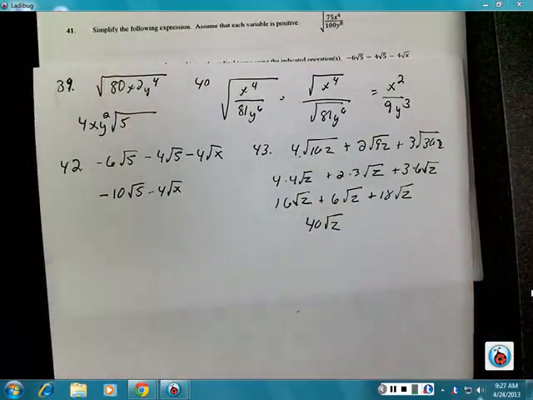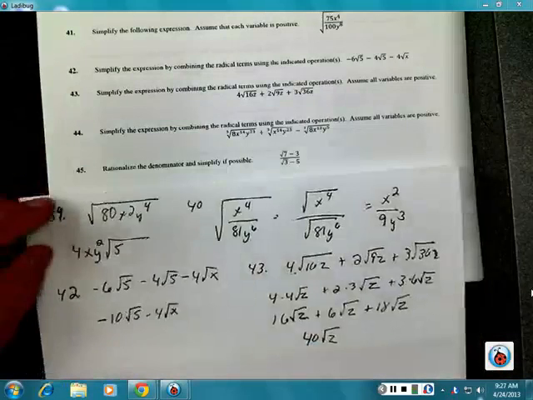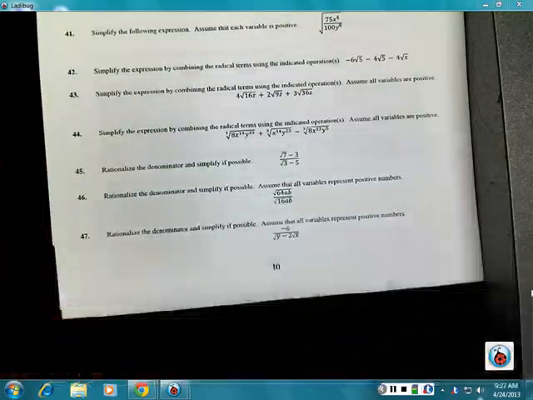And Sam, you had what, 40? Yeah. 40 square root of z. Okay. So that's our answer, 43. Not bad. Remember those? And I'm going to leave 44 for you.